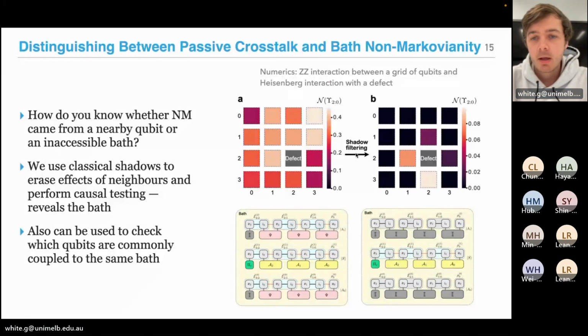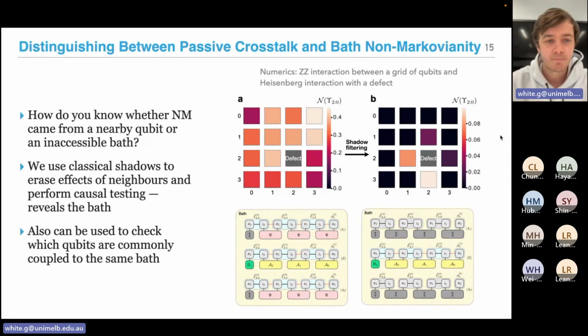But if I use this method of effectively shadow filtering, where on each qubit I characterize its correlations with the other qubits erased, then what I can see in this second picture is that it's only the qubits near this defect which show temporal correlations, which in essence is a statement that only these qubits are near an inaccessible bath environment. So this might be the type of non-Markovianity which I'm interested in, because it filters out the effects of the local qubits, and it does so without costing me any extra resources in my characterization.